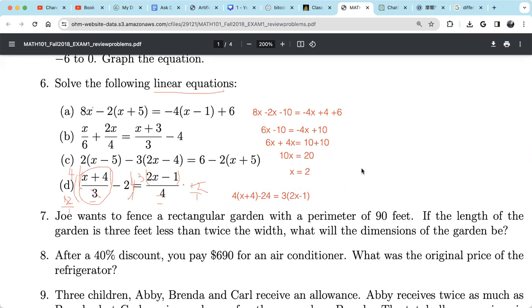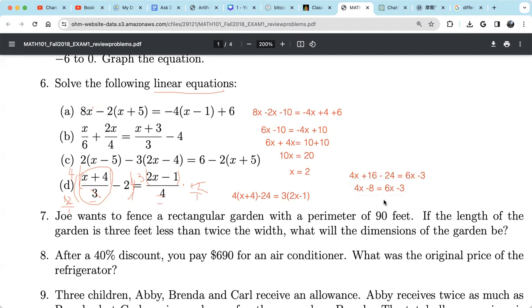Okay, make sure you understand this step. Basically, I enlarged both sides of the equation 12 times bigger. That's what I did. Because it's an equation, we can do this. Now the rest is just distributing and simplifying. So I get 4x plus 16 minus 24 equals 3 times 2x, which is 6x, minus 3. Now combine like terms: 16 minus 24 is minus 8, so 4x minus 8 equals 6x minus 3.